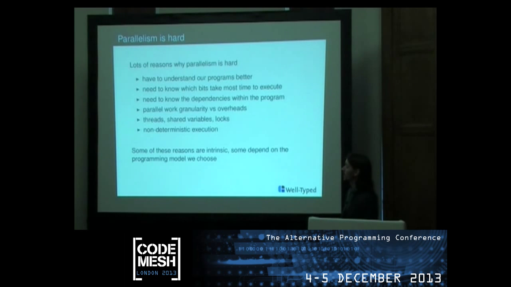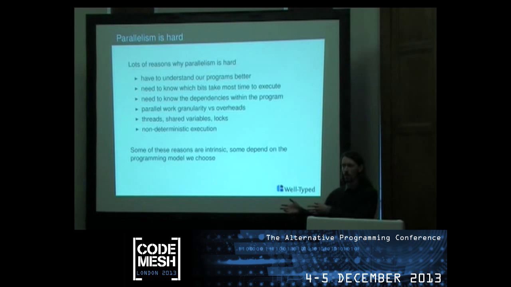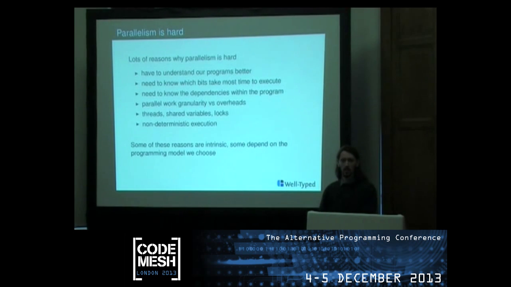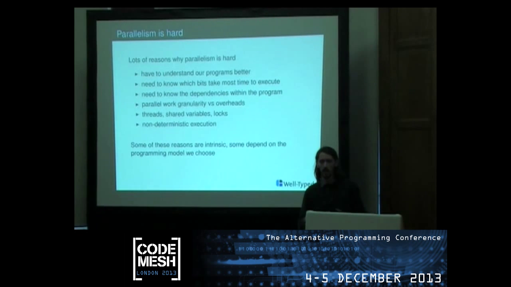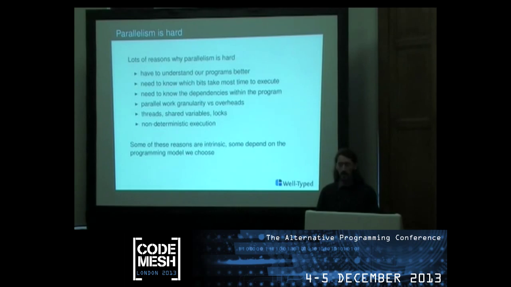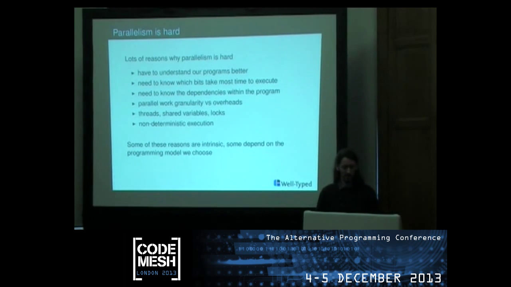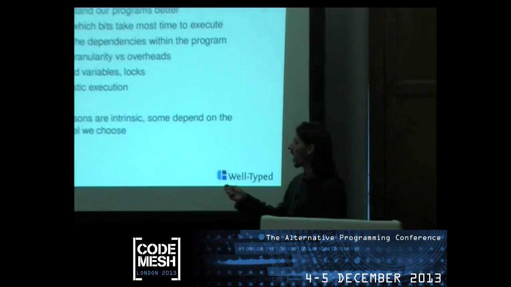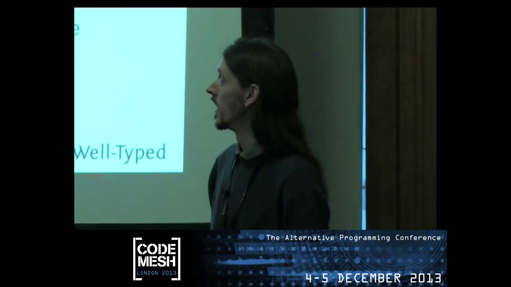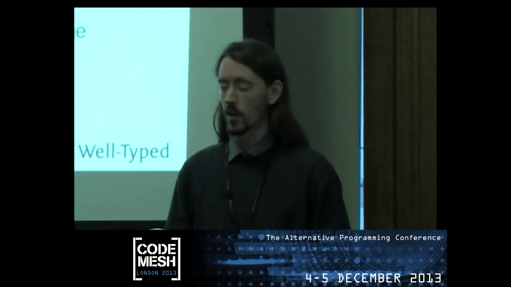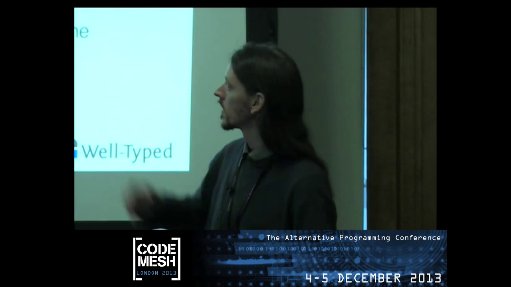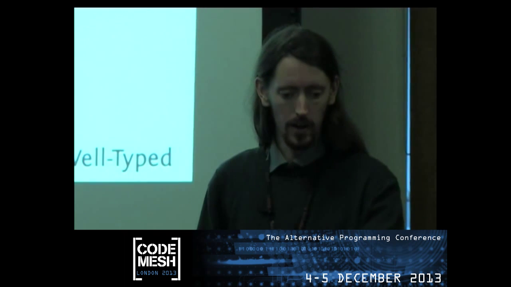And then you have these killer issues like the parallel work granularity versus the overheads. Is it worth spawning off another task to go and do this, or does the overhead make it just not worth it? That's something that comes up again and again with trying to get real performance improvements with parallel code. And then you have these horror things: threads and shared variables and locks and non-determinism, and that all makes life difficult. Some of those, I think, are intrinsic, in particular parallel work granularity and having to understand our programs. I don't think you can get away from that when you're trying to make them run in parallel. But some of these issues that make it hard depend on the programming model that we choose, and I'll come back to that.